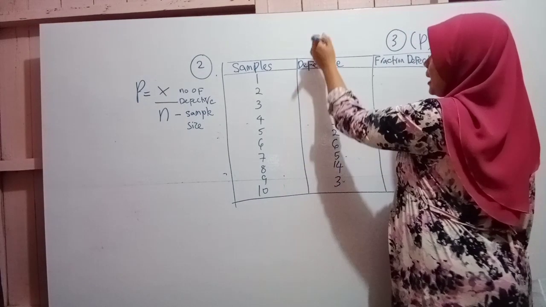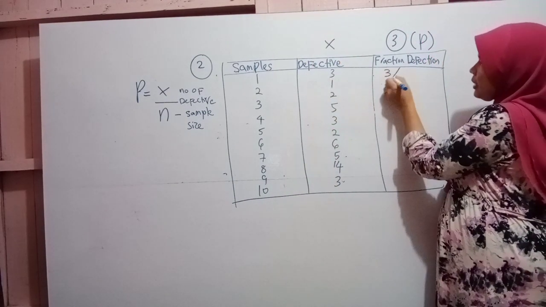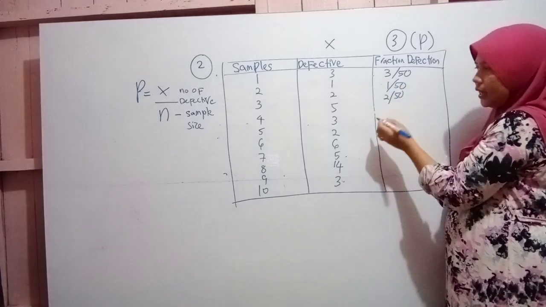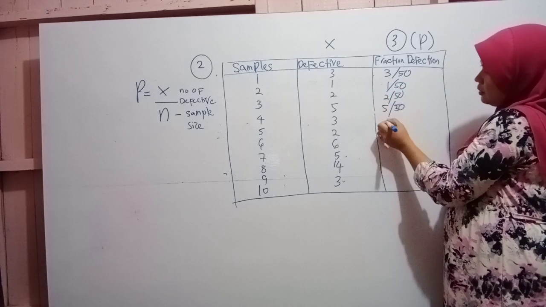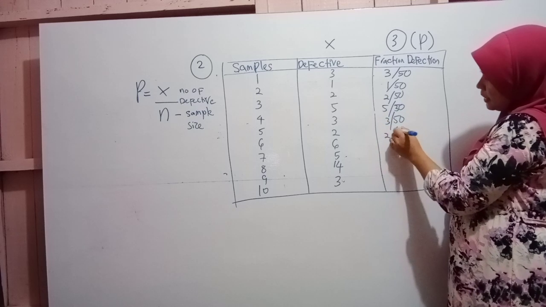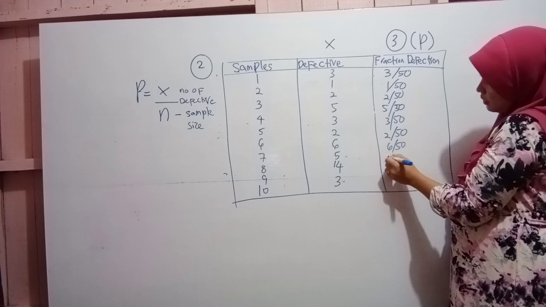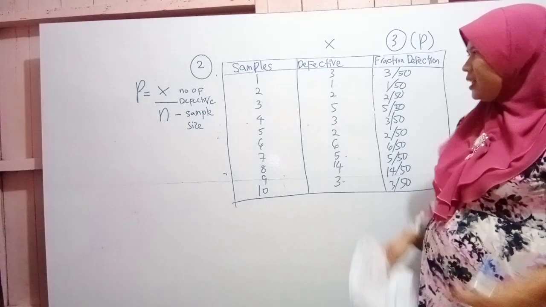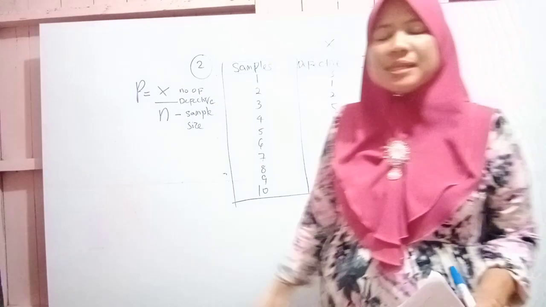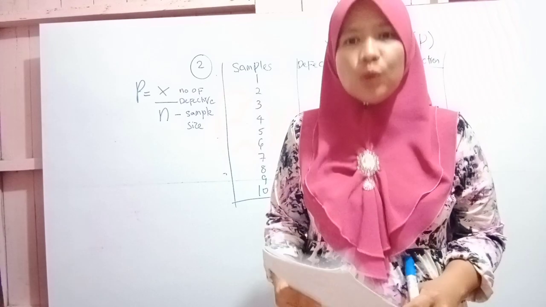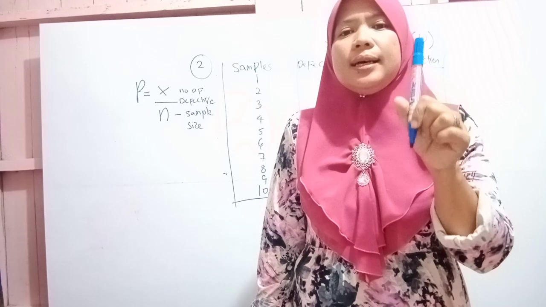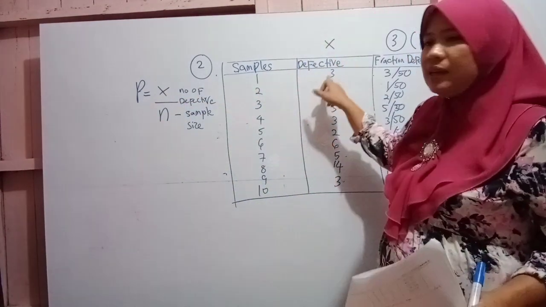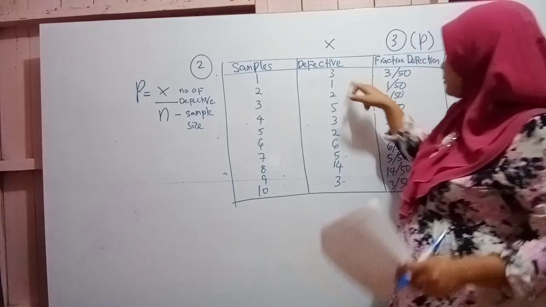So, this is X. So, 3 divided by 50. 1 divided by 50. 2 divided by 50. Okay. 5 divided by 50. 3 divided by 50. 2 divided by 50. 6 divided by 50. 5 divided by 50, 14 divided by 50, 3 divided by 50. Semua ni, okay, you kena bahagi dengan sample size. Sample size kita tadi 50 untuk satu sample, kan? So, X divided by N. X kita ialah defective.